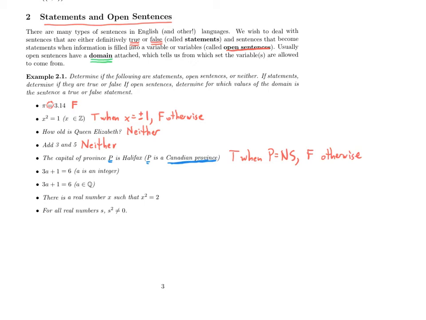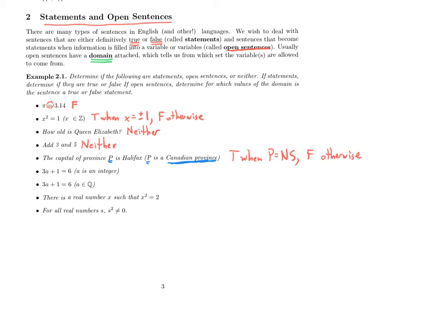Let's look at the next two almost together. You can see that the statements, or I should say the sentences, are the same. They're both open sentences with a variable, but the domain is different. So for the first one, A is an integer. For the second one, A is a rational number.